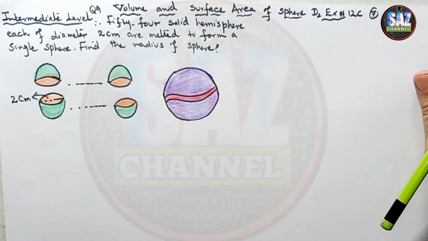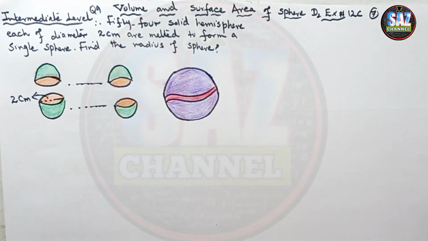This is my 7th lesson of D2, chapter number 12, exercise 12C, that is about the area and volume of sphere. What is the sphere and hemisphere? What are the formulas for the volume and surface area of sphere? These are the questions that have to be really clear to all of my students before coming to the exercise.